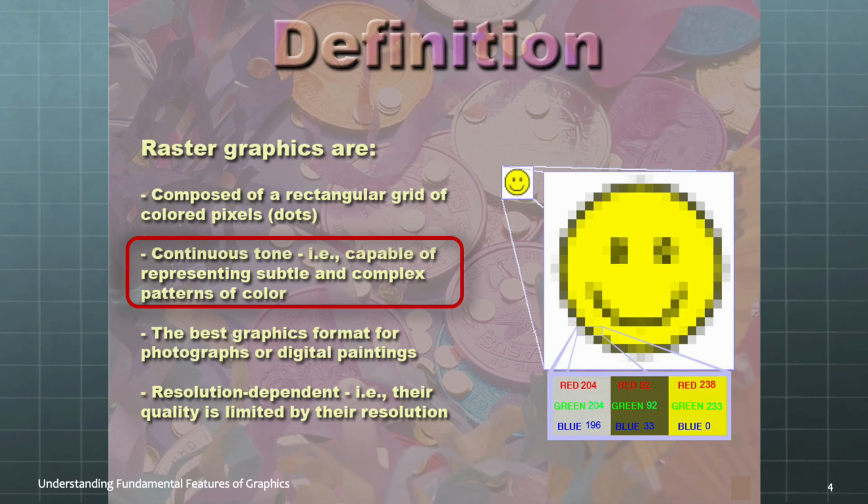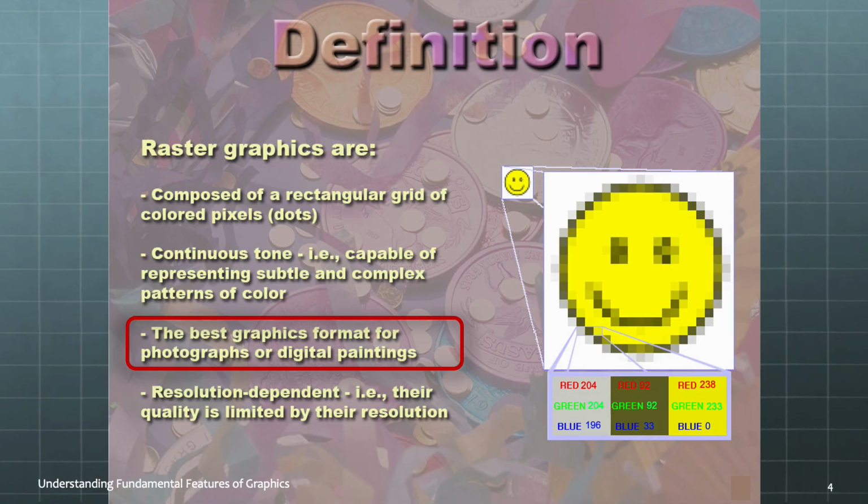Most raster images are what they call continuous tone images, meaning that you can represent subtle and complex patterns of color that flow continuously into each other. From one pixel to the next, there could be a slightly different color. Raster is not only the best, but really the only graphics format you can use for photographs or digital paintings.